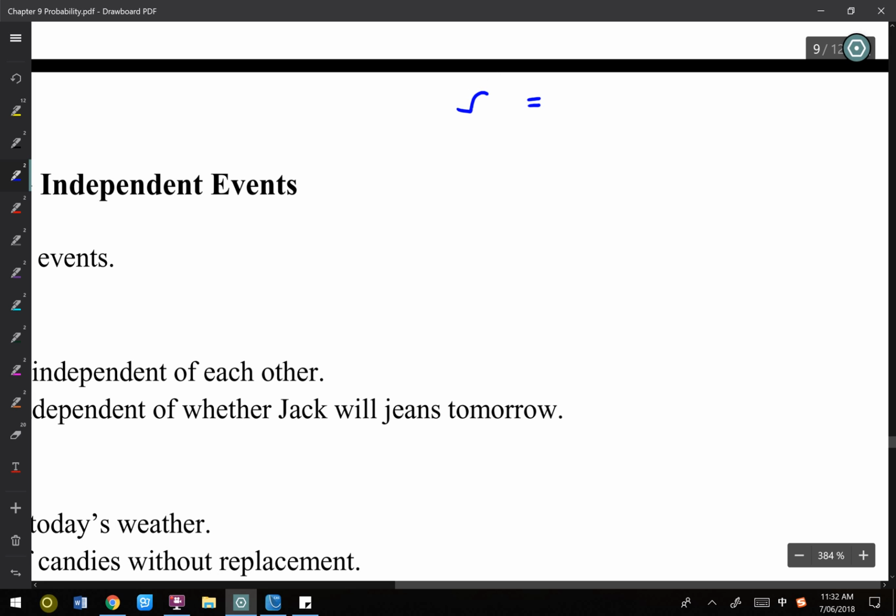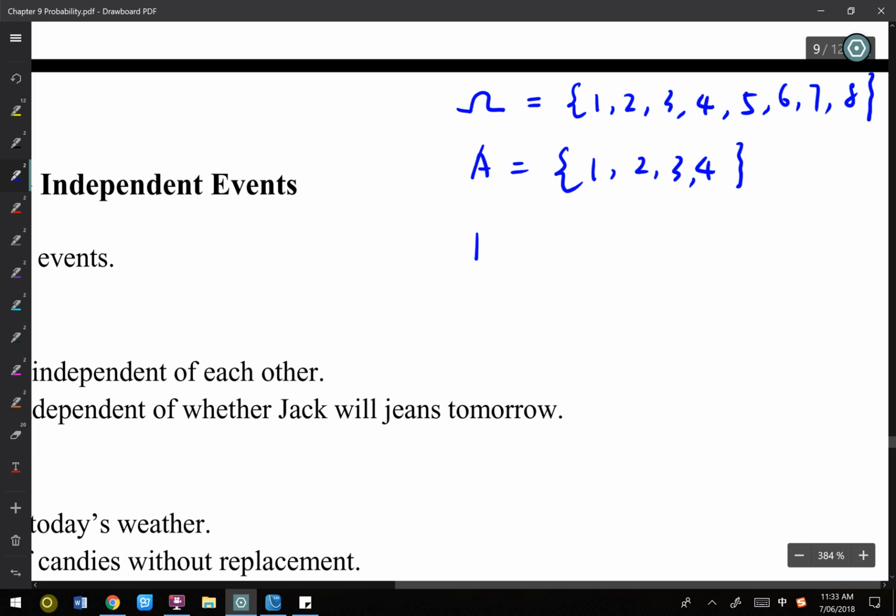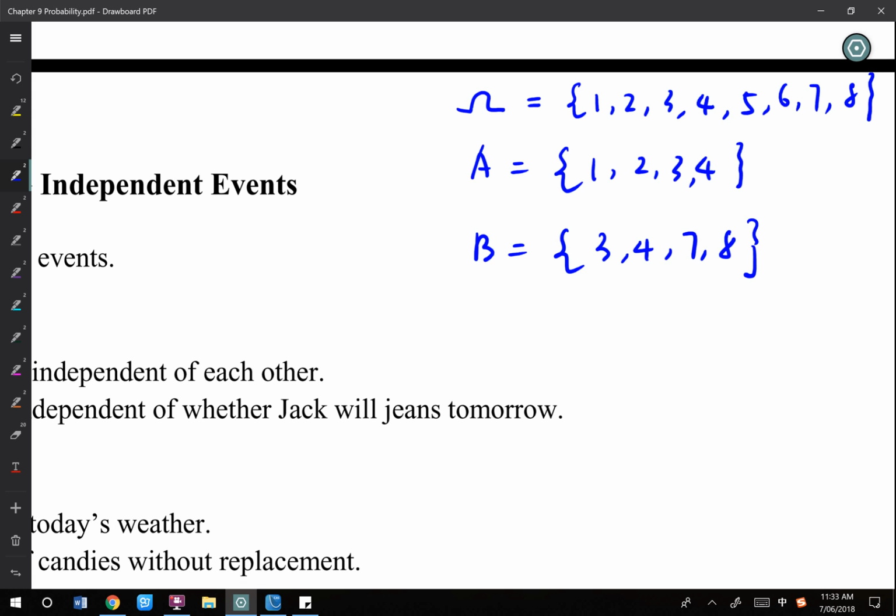Just write a question here for you. I have the sample space, event A equals 1, 2, 3, 4. Event B is 3, 4, 7, 8. My question is whether event A and event B are independent events.